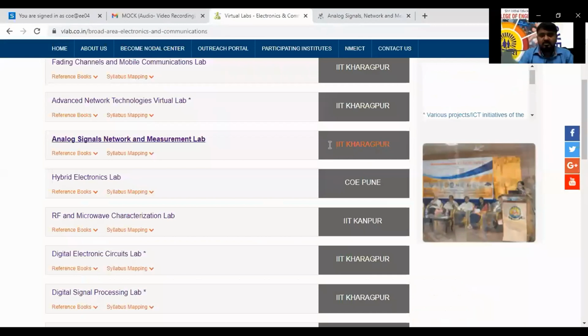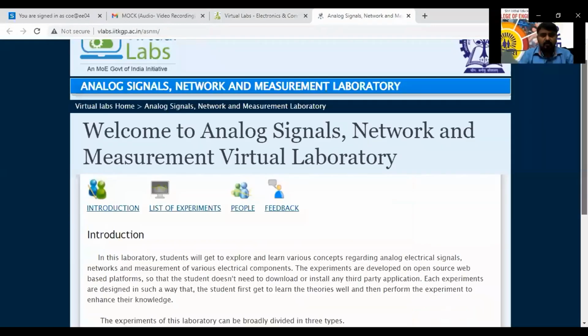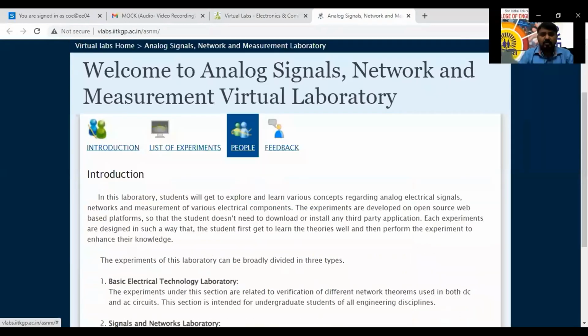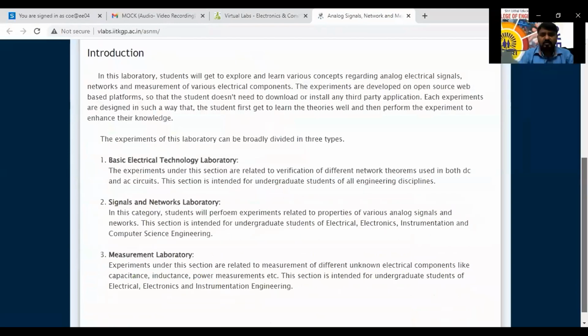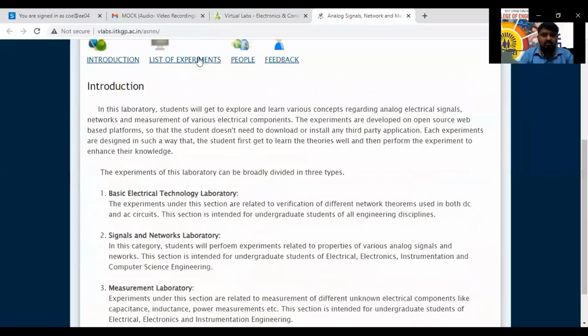So next, what I do is go to the list of experiments. The introduction of the subject we have already discussed. Directly I go for the list of experiments.